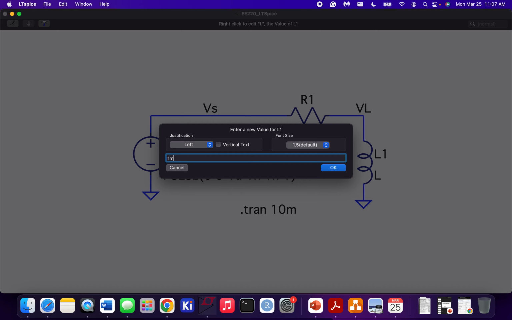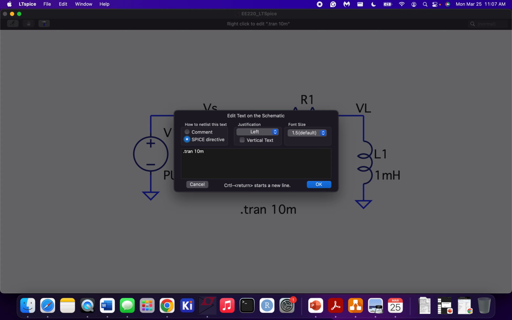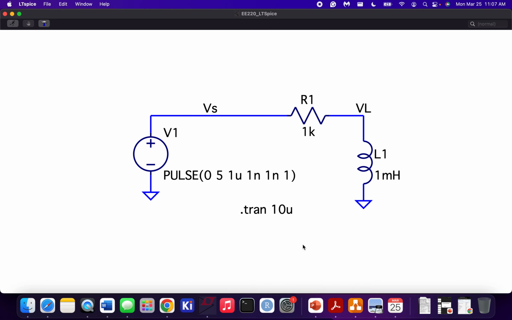But I'm going to go ahead and make this a 1 millihenry inductor, and if you recall, the L over R time constant, tau for an RL circuit, is L divided by R. 1 milli divided by 1K gives me 1 micro. So I'm going to be operating in microseconds. I'll change my transient sim to a 10 microsecond sim rather than 10 milliseconds.